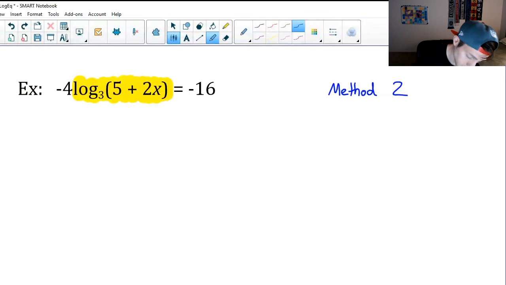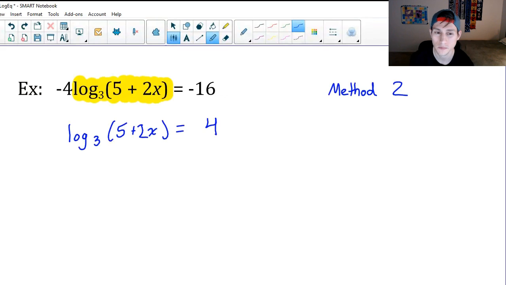But whatever. First I need to get rid of that negative 4 that's being multiplied. So I'm going to divide on both sides. Plus 2x. Negative 16 divided by negative 4 is 4. All right, so I've isolated the logarithm.